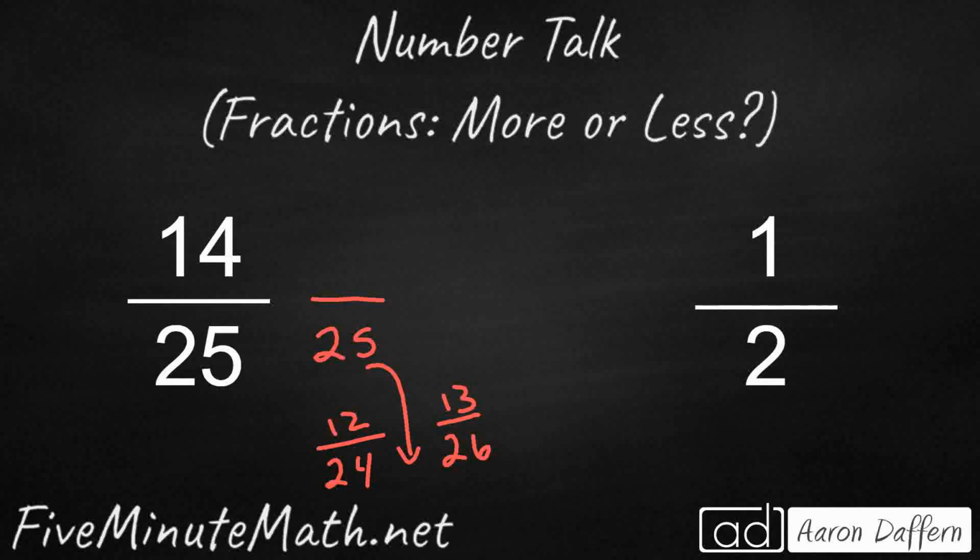What's in between 12 and 13? It might look a little strange, but we could just put 12.5. You can actually have a decimal in the numerator. So I'm comparing now 14 and 12.5, and if it helps, we can make this 14 and 0/10, 12 and 5/10. Which one's bigger? Definitely the 14.